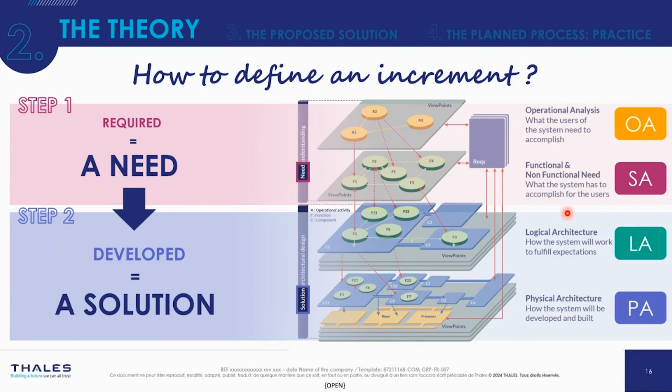This step is very important, especially at Thales, because we try to meet the need of our customers. And with each increment, our goal is to deliver something of value to our customers. And to deduce what needs to be developed, we move on the solution layers, so the LA and PA. It's in these layers that we find the breakdown of the system into logical and physical elements.